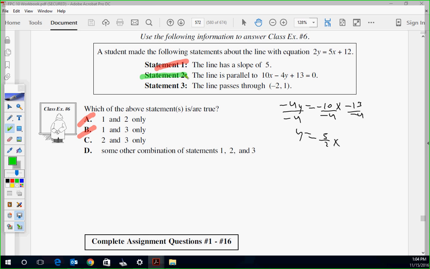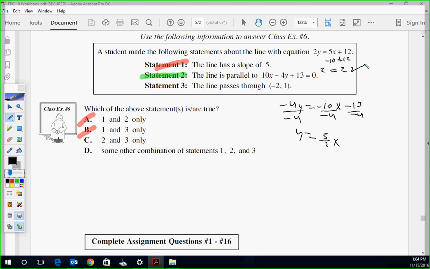Statement 3, the line passes through -2, 1. How can we figure that out? You can plug it in, x and y, and see if it goes through. So whenever you're given a point to see if that point's on a line, you could just plug it in for x and y. So -2, is that the x or y? It's the x, so you put it right there. What's 5 times -2? -10. What's -10 plus 12? It's 2, so we have 2 over here. Put a 1 in here. What's 2 times 1? See how they lined up? So that means that point is on the line.